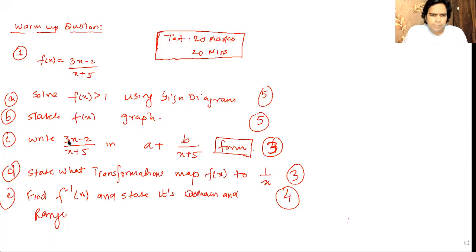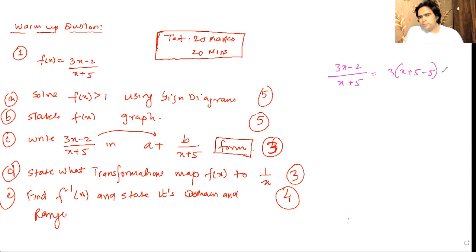Our next part is to write this expression in the form a plus b over x plus 5. In this question, we can do it with two different strategies. Let's say (3x minus 2) over (x plus 5). I can do a little bit of rearrangement in this equation. I can make the numerator's x match what I have in the denominator. The adjustment I did is basically adding 5 and subtracting 5, keeping this x plus 5 in mind.